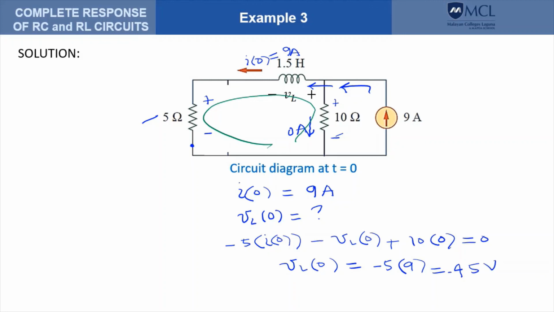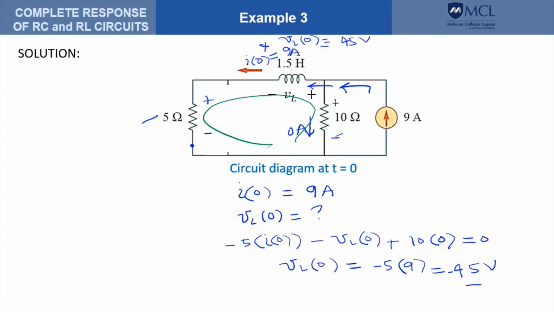Okay, so the voltage across the inductor is not 0 at t equals 0, and the polarity is such that this is positive and this is negative. So this is V sub L at t equals 0. So this is 45 volts. The positive is on the left side because we got the negative answer.